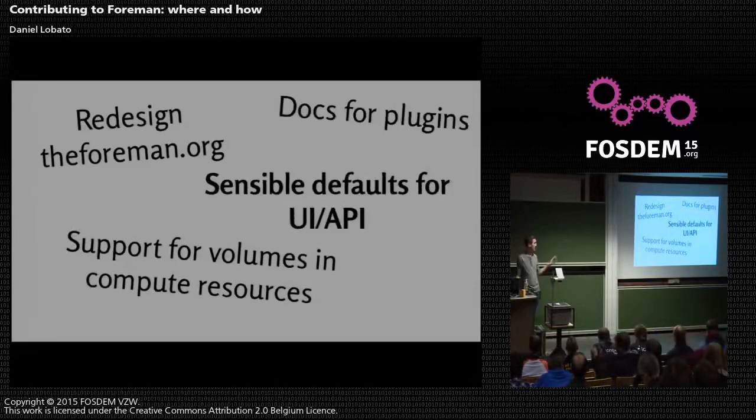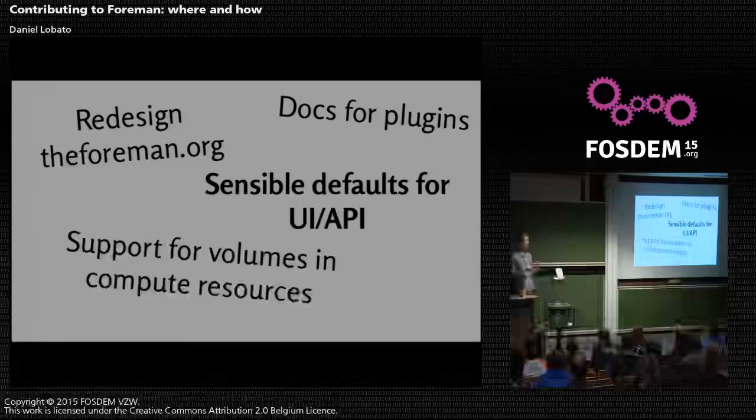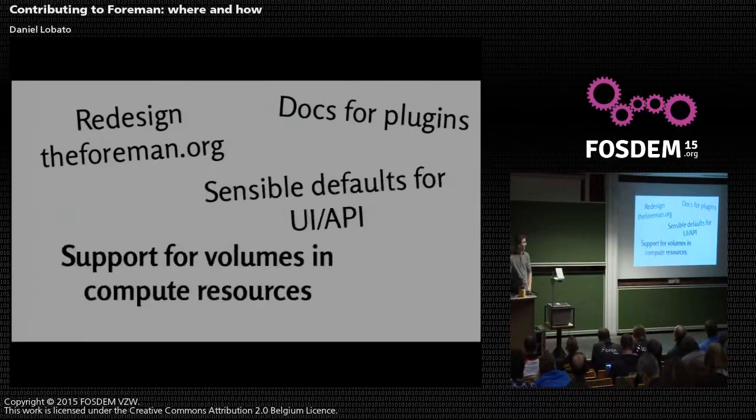Okay, the Foreman UI and the API right now, I think they are a little cryptic. They don't give you good defaults if you want to create a new host or any object. It doesn't clearly tell you what you are missing or give you options, like examples of how it should look. If you want to help with that, that'll also be very useful.